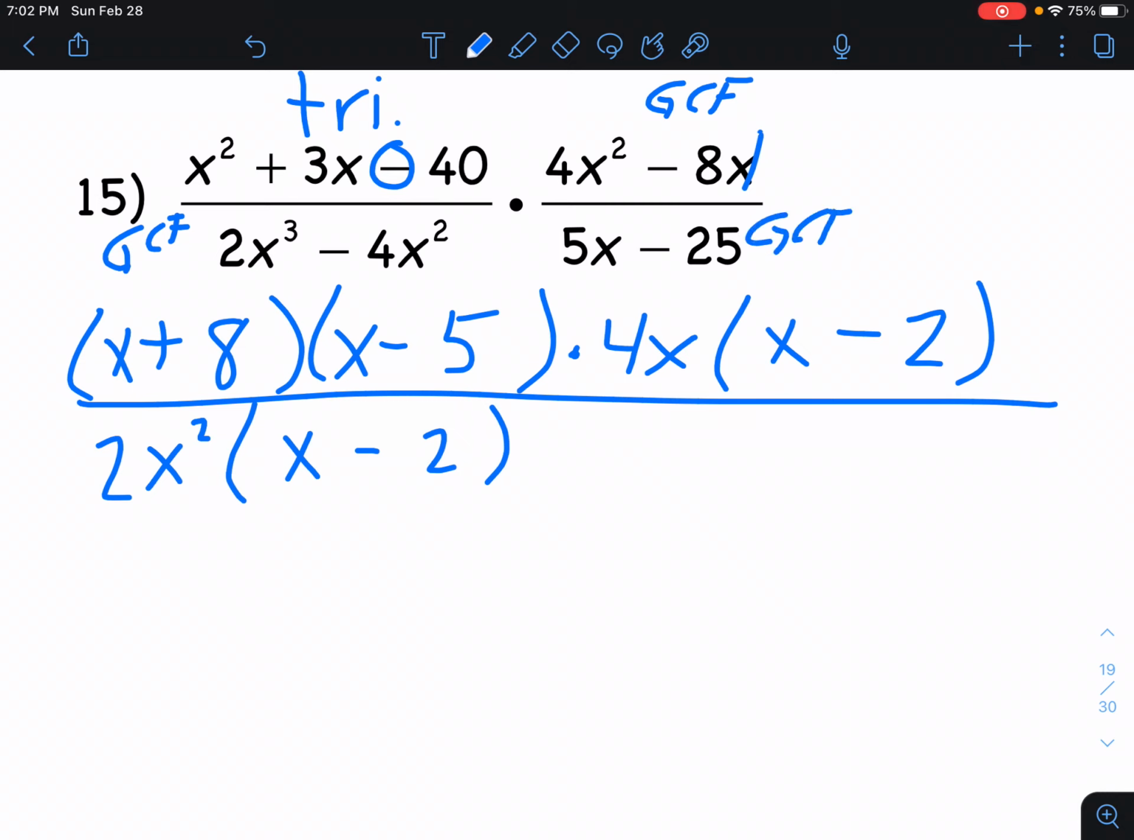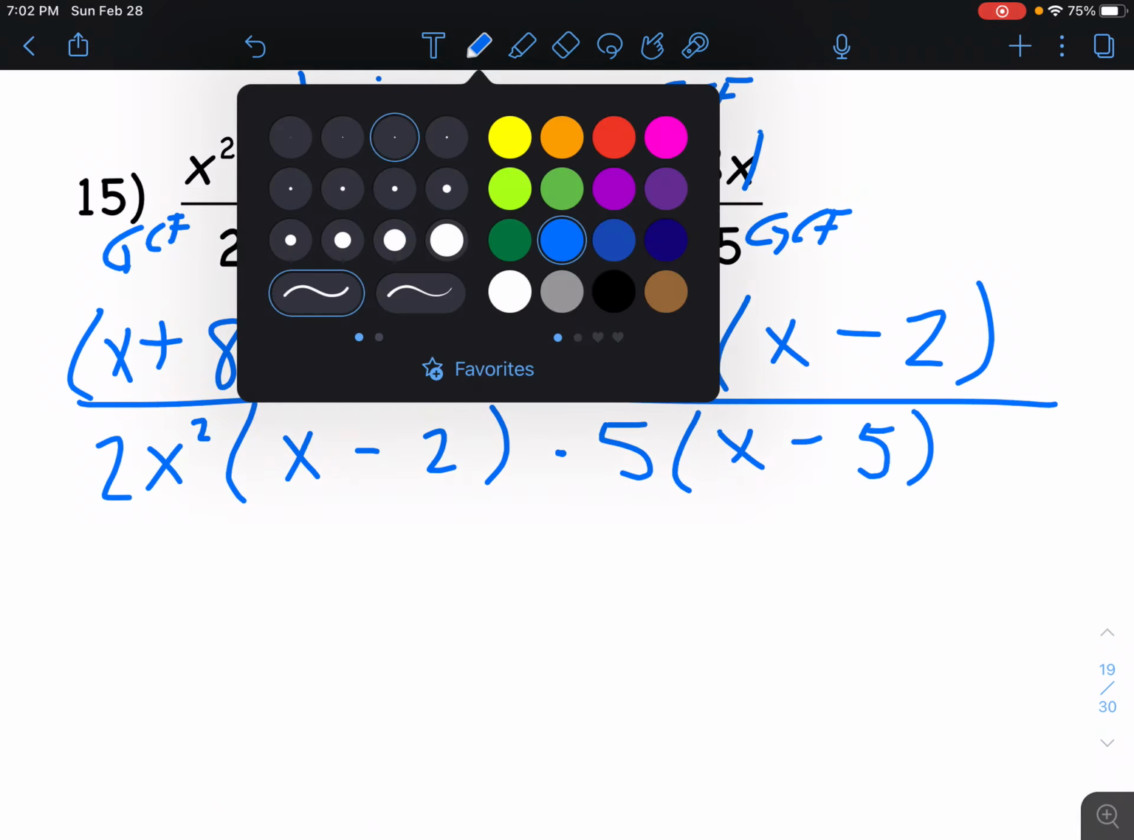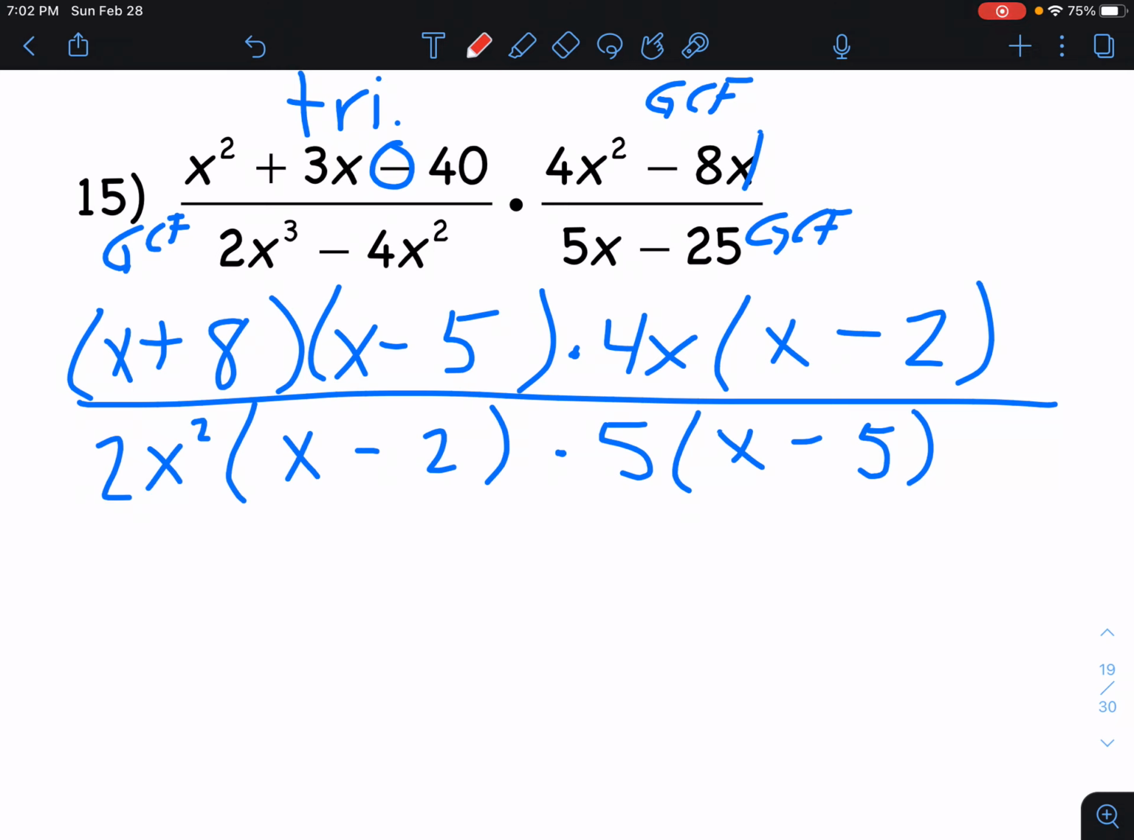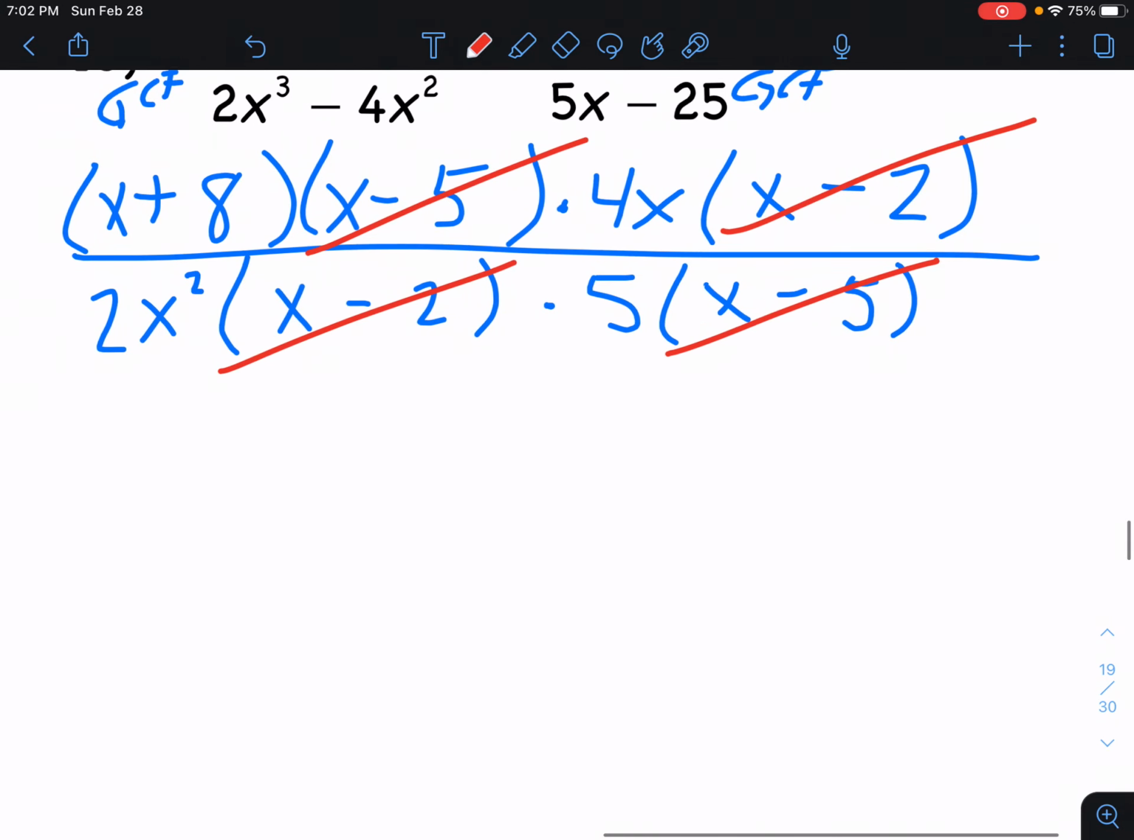The bottom right is another GCF. What is it? It's a 5. So put times 5. And then carefully divide by 5. 5x divided by 5 is 1x. Minus 25 divided by 5 is 5. So now we can cancel some stuff out. x minus 5 and x minus 5, x minus 2's. Now let's carry down.